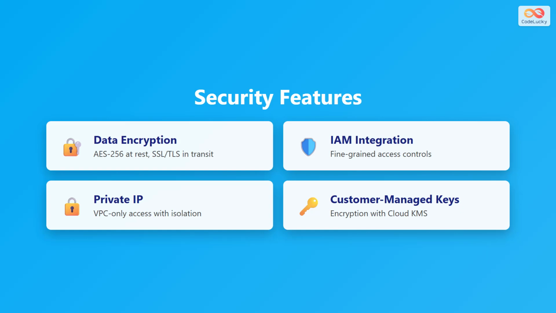Security is built into every layer of Cloud SQL. Your data is protected with AES 256 encryption when stored on disk, and all network traffic uses SSL or TLS encryption. Cloud SQL integrates with Google Cloud's identity and access management system, allowing you to implement fine-grained access controls. You can configure instances to use private IP addresses, ensuring they're only accessible from within your virtual private cloud network. For even more control, Cloud SQL supports customer-managed encryption keys through Cloud Key Management Service, letting you manage your own encryption keys.